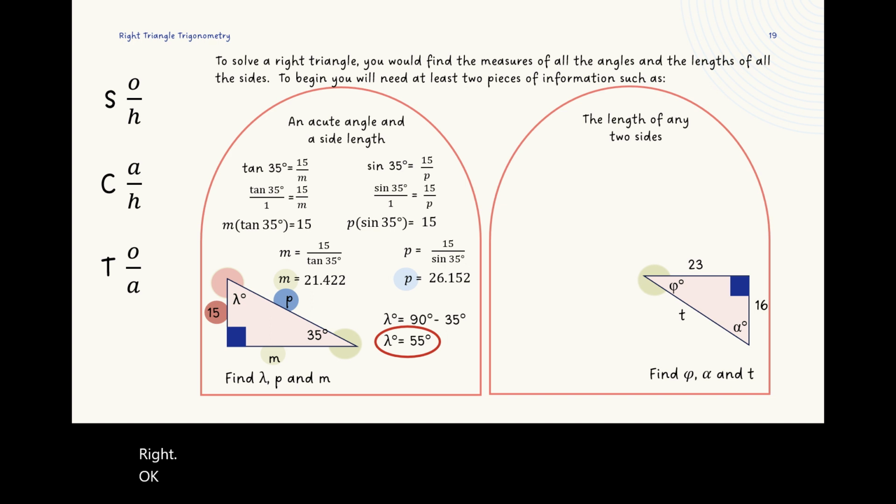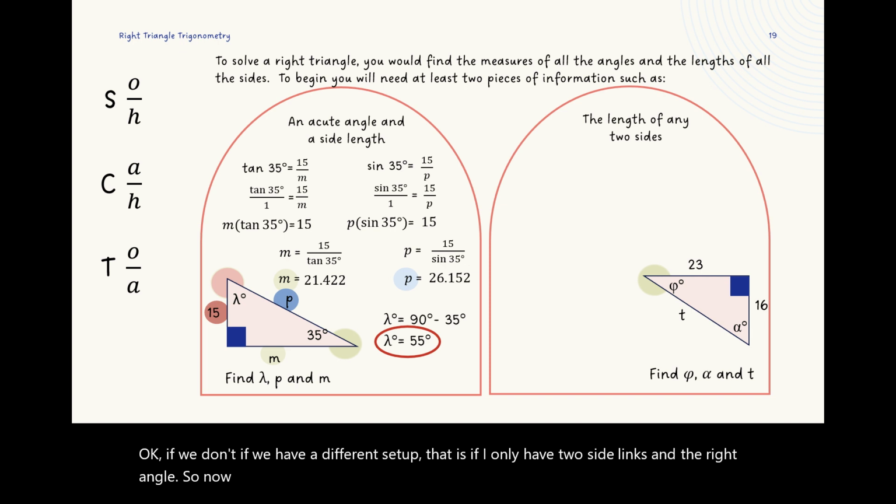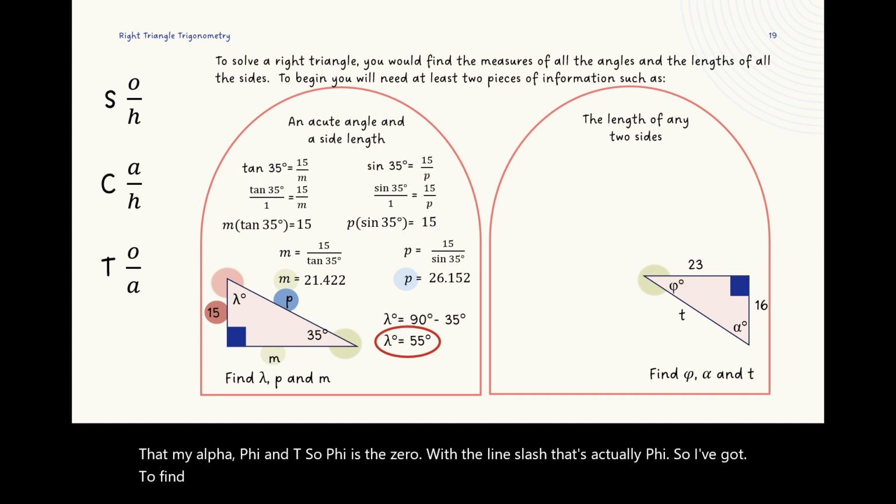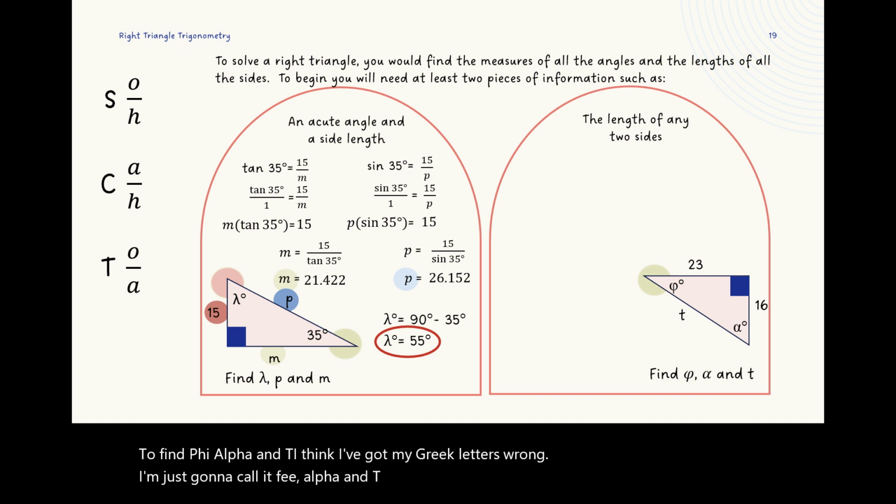Okay. If we have a different setup, that is, if I only have two side lengths and the right angle, now in the second example I'm going to need to find alpha, phi, and t. Phi is the zero with the line slash. I think I've got my Greek letters wrong. I'm just going to call it phi, alpha, and t.